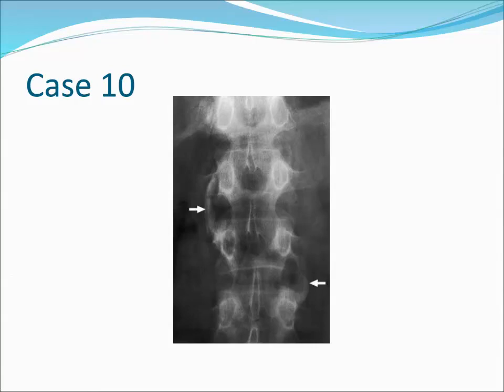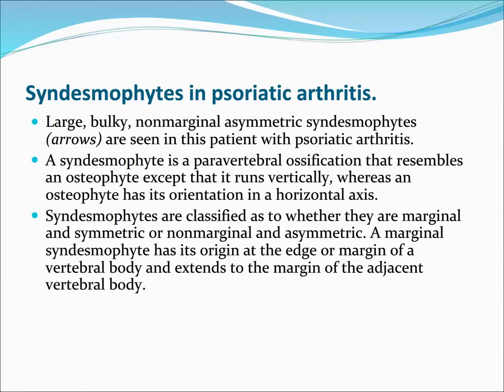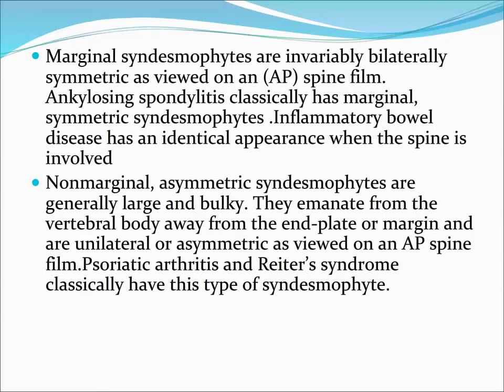A syndesmophyte is a paravertebral ossification that resembles an osteophyte except that it runs vertically, whereas an osteophyte has its orientation in a horizontal axis. Marginal syndesmophytes are invariably bilaterally symmetric as viewed on an AP spine film. Ankylosing spondylitis classically has marginal, symmetric syndesmophytes. Inflammatory bowel disease has an identical appearance when the spine is involved.